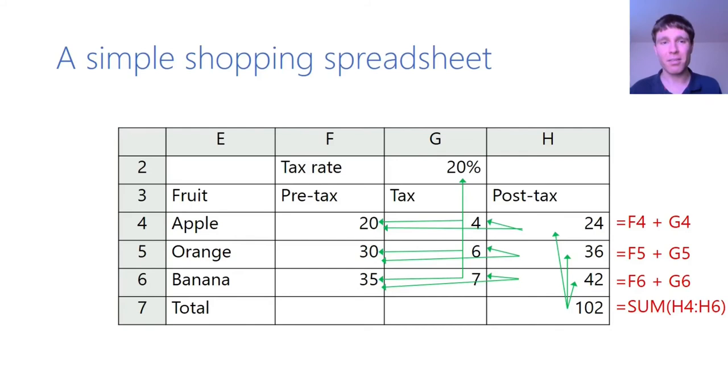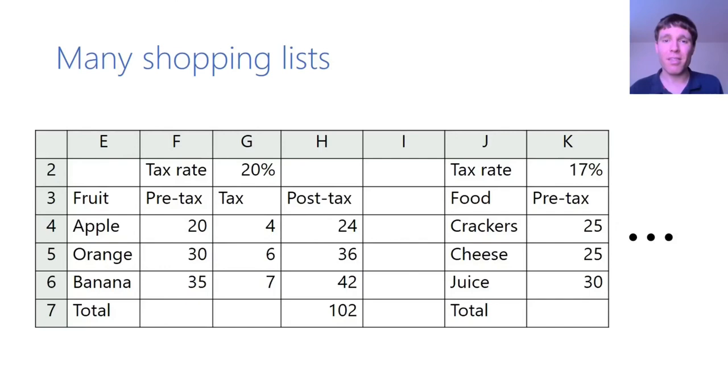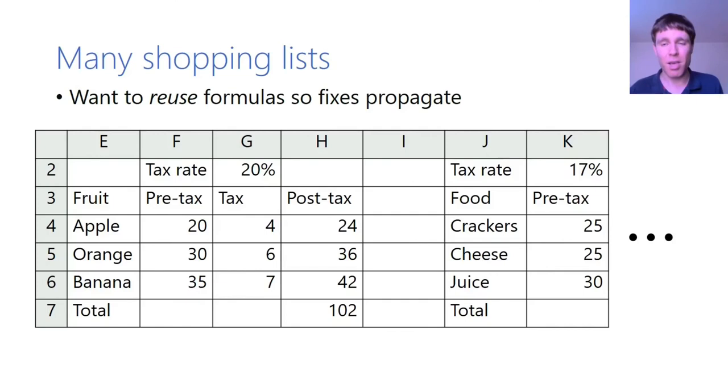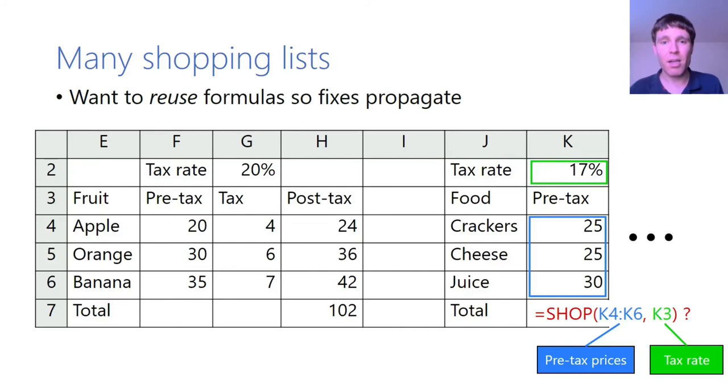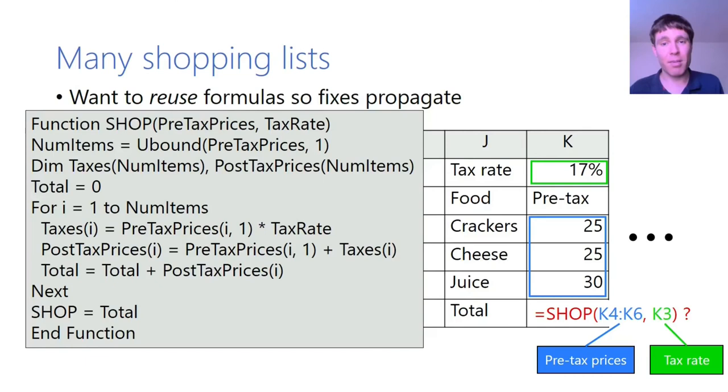Now suppose we want to total a lot of shopping lists. Of course, rather than make many independent copies of the formulas, we'd like to reuse them so that if we have to fix a bug in the original formulas, the fix takes effect on all the shopping lists. Since we're familiar with calling built-in functions like sum, can we define our own function for the shopping list that we could call? In current mainstream spreadsheet tools, we can, but we have to rewrite the logic in a separate programming language such as Visual Basic, which sacrifices all the usability advantages of spreadsheets.